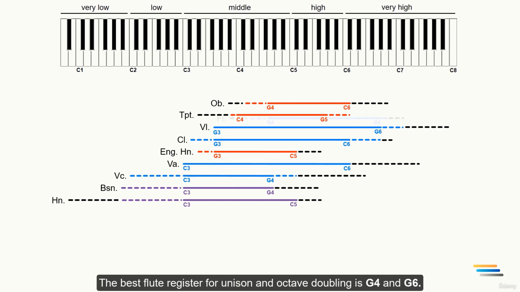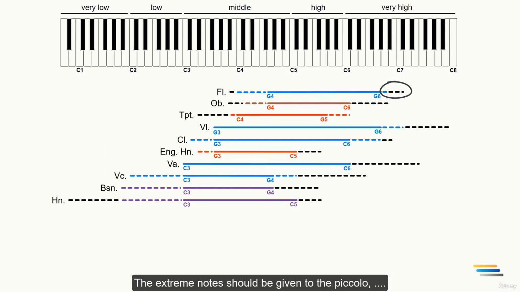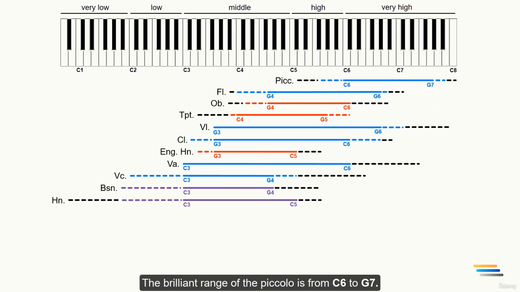The best flute register for unison and octave doubling is G4 to G6. The extreme notes should be given to the piccolo, which is easier to play than the flute. The brilliant range of the piccolo is from C6 to G7. The blue lines are rarely used.